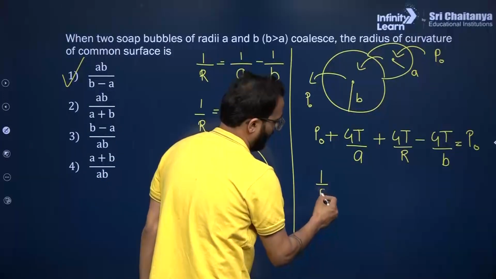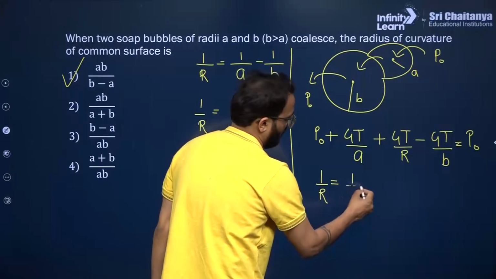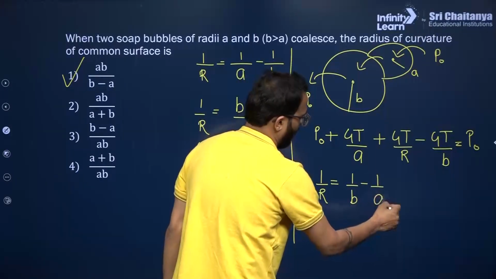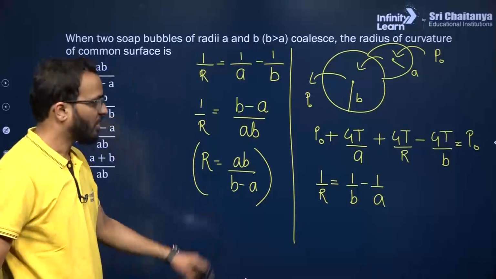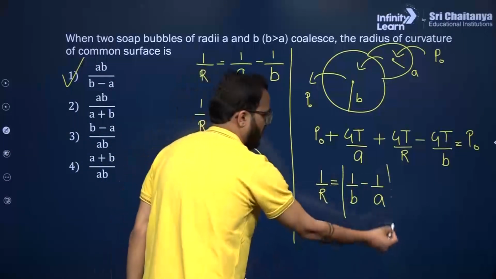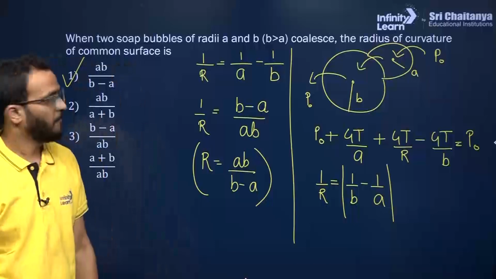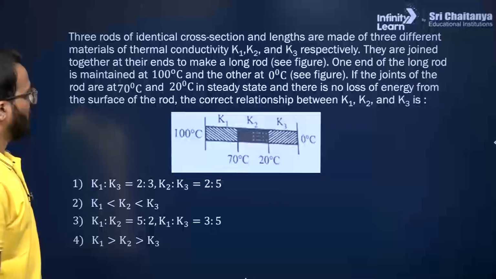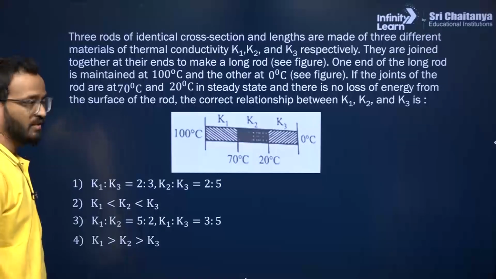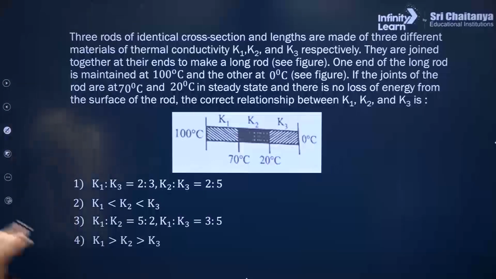So 1 by R becomes equal to 1 by B minus 1 by A, or 1 by A minus 1 by B, whatever it is, okay? So it's mod. Clear? So either you can go with this approach. Now this is a very, very simple question. So let's draw the proper diagram in this question.